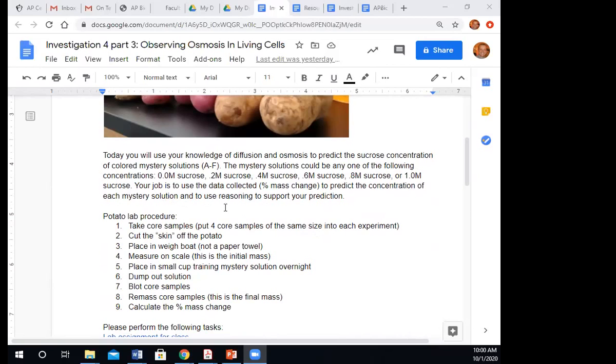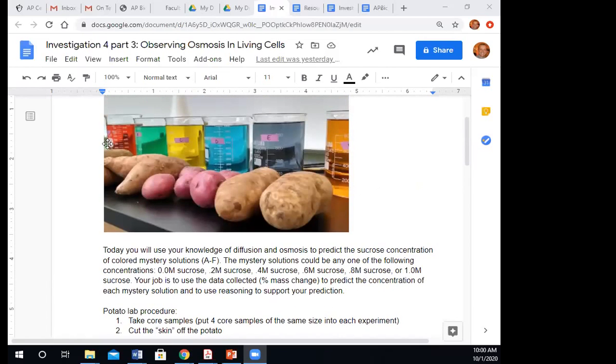So go through and read this scenario. It's very similar to the previous lab challenges, except now we're working with actual tissue from a living thing instead of an artificial cell, okay? Same idea though. You're going to encounter these mystery solutions, colored and labeled A through F. One of them is 0, one of them is 0.2, one of them is 0.4, one of them is 0.6, one of them is 0.8, and one of them is 1 molar sucrose.